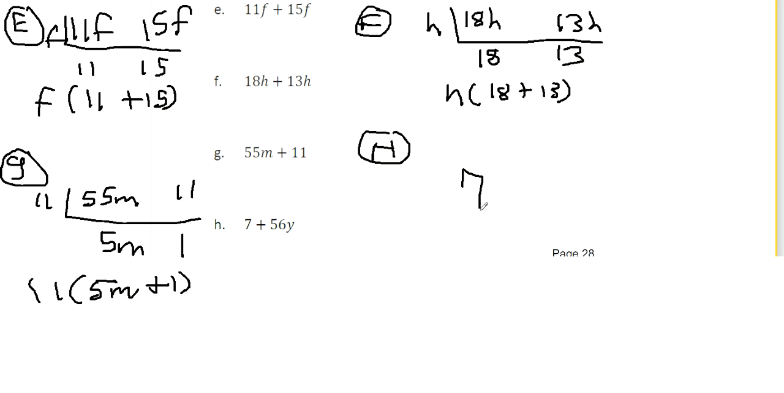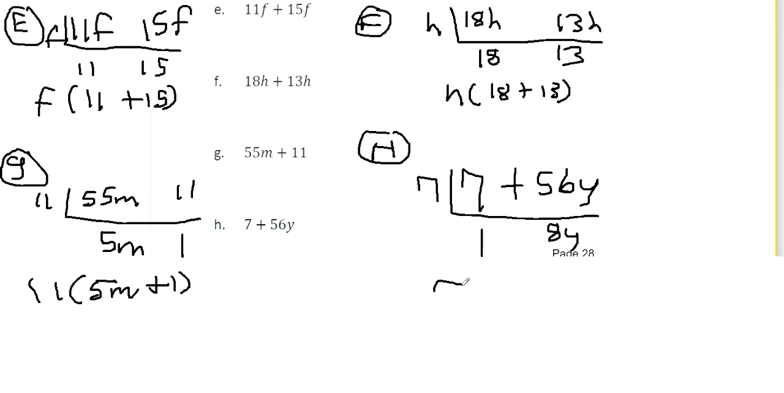And now we're on to our last one, which is letter H, which I'm going to put over here. So we have 7 plus 56y. We do the same thing. Well, 7 goes into both. So 7 divided by 7 is 1. 56y divided by 7 is going to be 8y. And so we're left with 7 times (1 plus 8y).